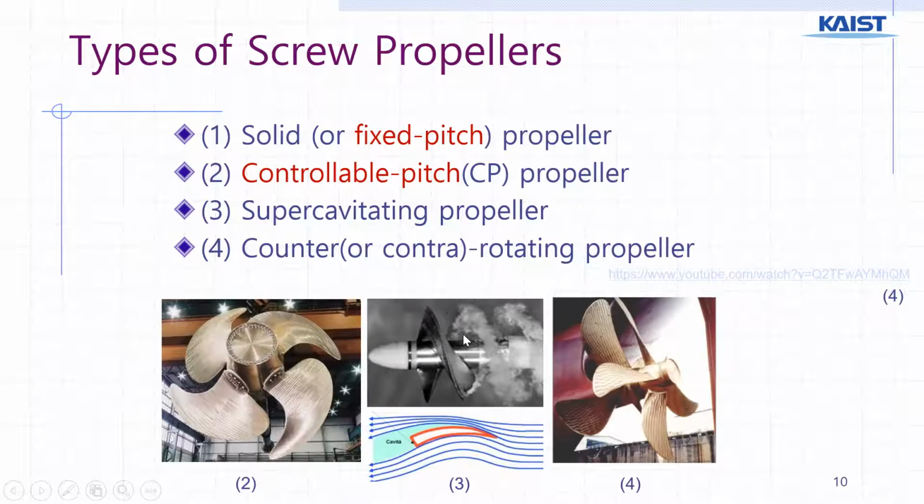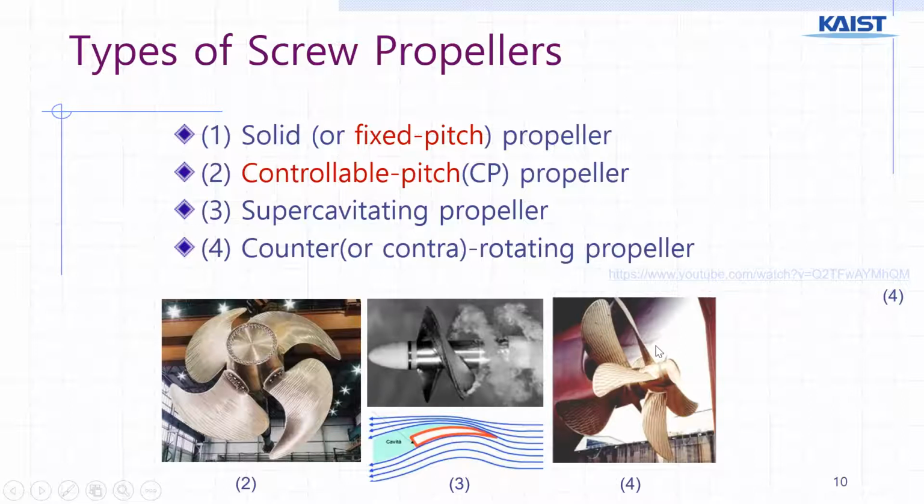And supercavitating propeller: at any time it has a fully covered cavitation. Instead of collapsing cavitation, they do not collapse. Somewhere they slightly collapse, but it is fully covered by cavitation. So it's a very high speed. They are called supercavitating propellers.